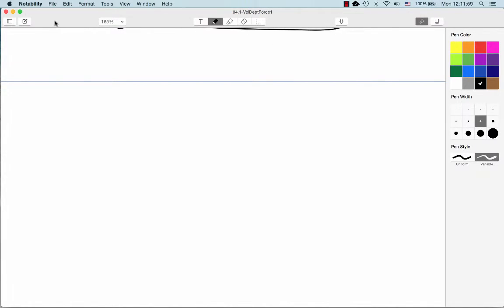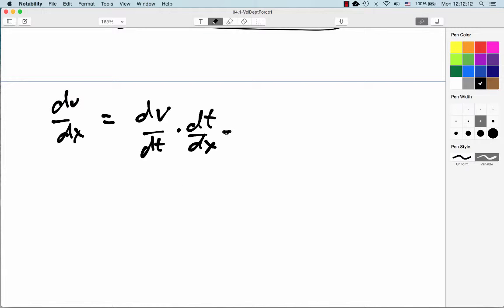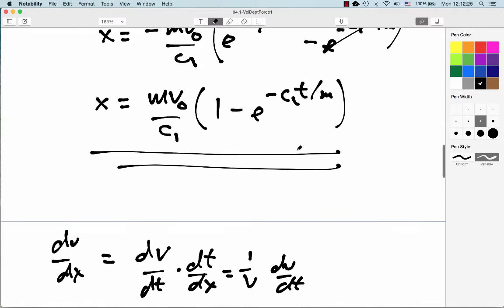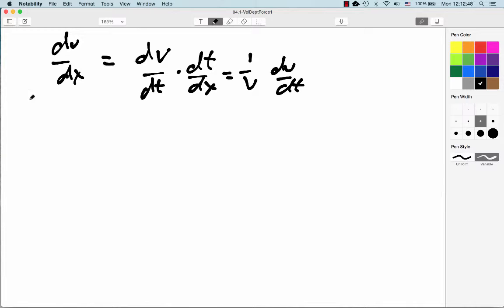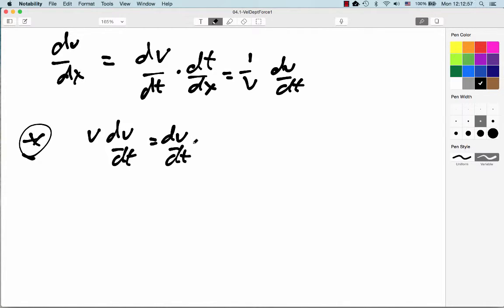We can write dv/dx is equal to dv/dt times dt/dx. We can look at that and go, hey, dt/dx would be 1 over v times dv/dt. All right, so if we go way back to where we started, the minus c1v business right there, we can rewrite that. Remember, dv/dt is equal to v dv/dx. So from star, this will give me v dv/dx, which is equal to dv/dt, will be equal to minus c1 over m times v from what we had before.